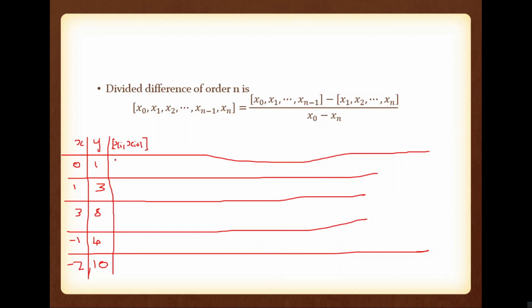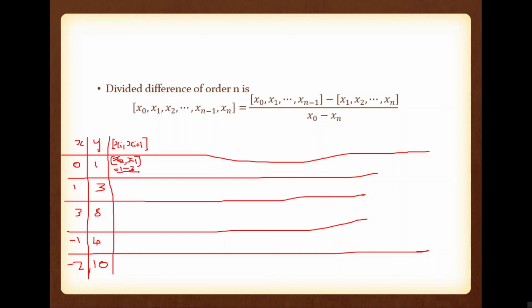So what is the element corresponding to 0? Corresponding to this one, we have x0, x1, [x0, x1]. Actually there is no need to write that. So [x0, x1] is equal to what? Go through the previous column. So 1 minus, what is the next element? 3.